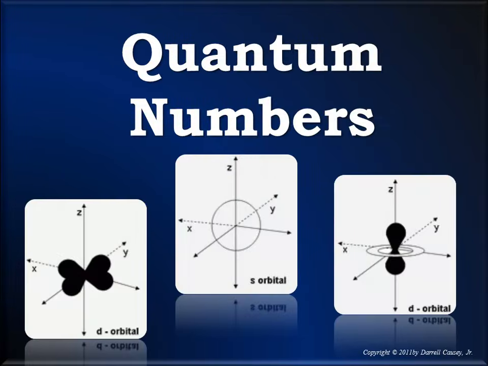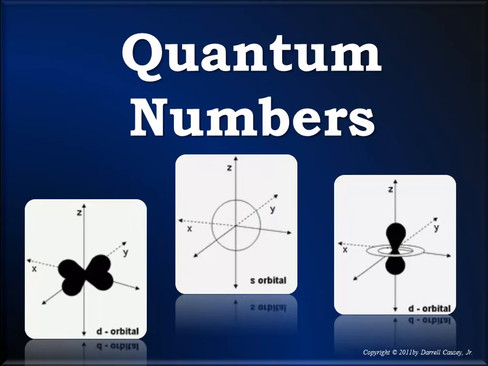Now, the importance of quantum numbers is to understand where the electron is. Remember, we had three questions here. What is the electron? Where is the electron? And how does it behave? Well, we know what it is. We're beginning to learn where it is with the Bohr model and now with the quantum mechanical model.